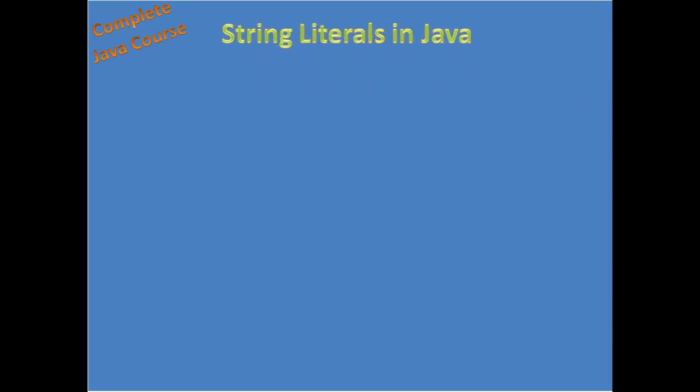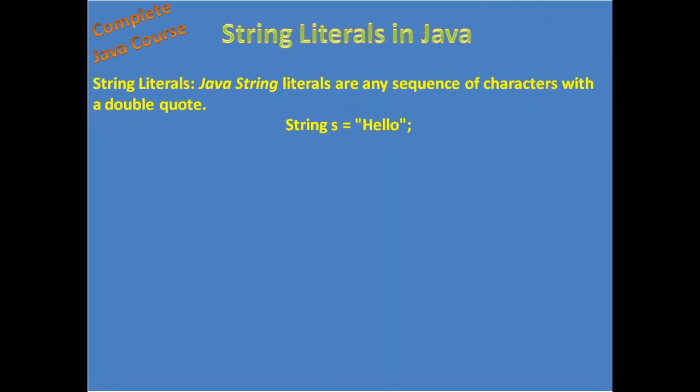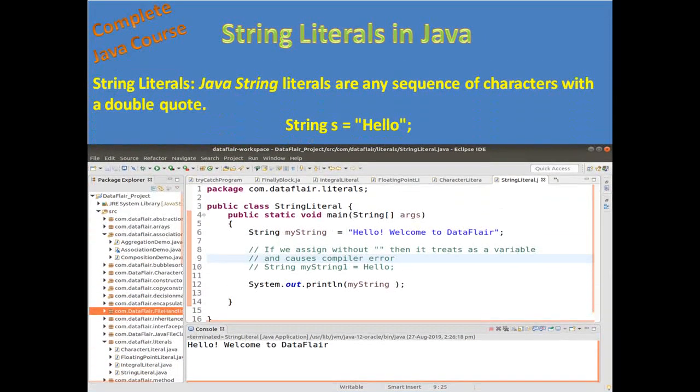Now we will discuss string literals in Java. Java string literals are any sequence of characters within double quotes, like string s equal to "hello". So this is the example of a string literal. Here we have defined a my string variable with the value hello welcome to data flare. So this is the string literal.